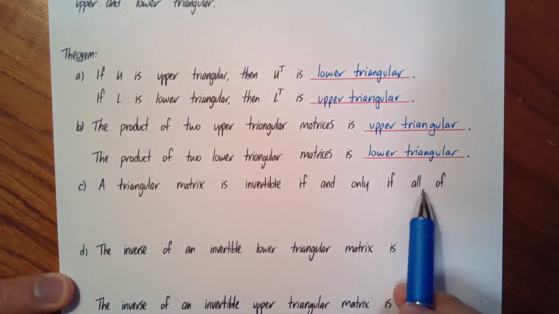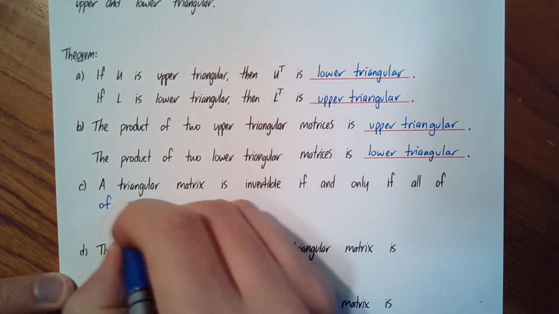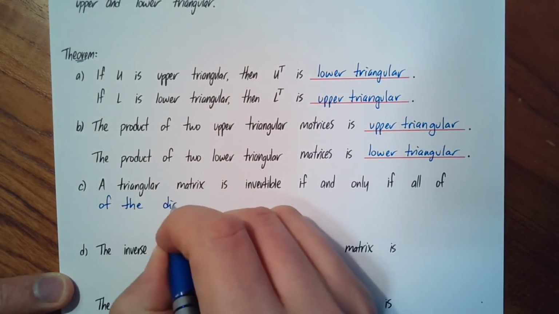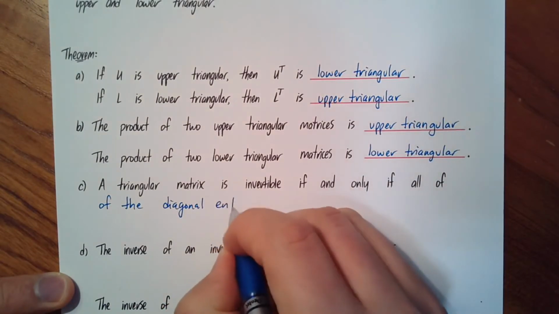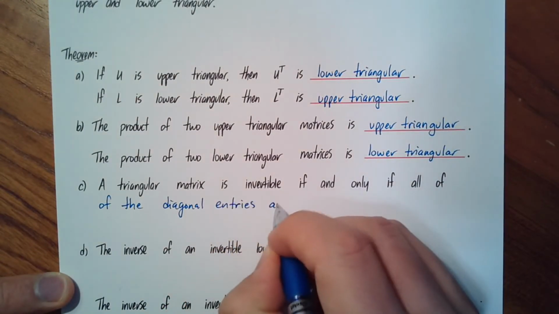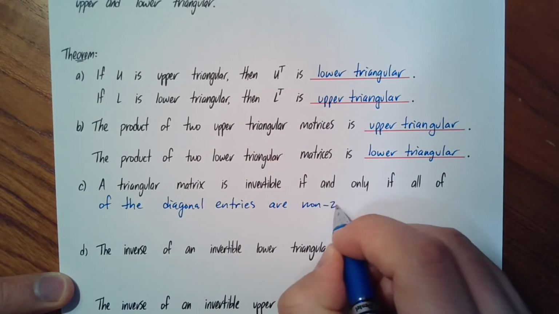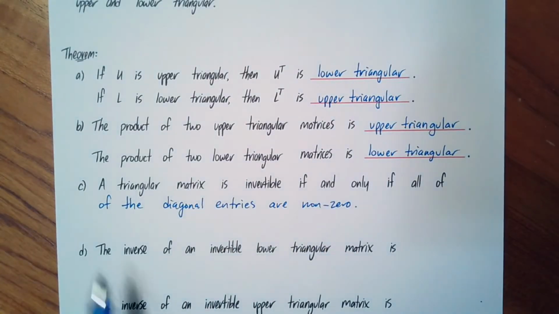Okay, so we just have to say if all of the diagonal entries, so the entries that are on the main diagonal, are non-zero. So that's how you can finish statement C.